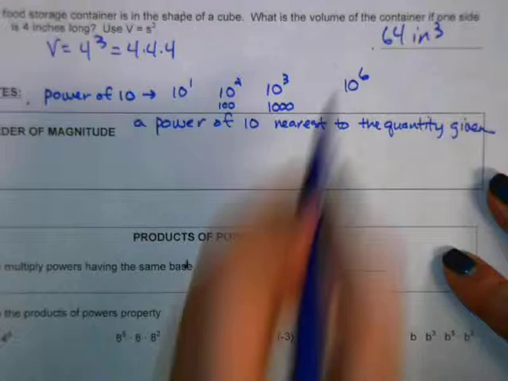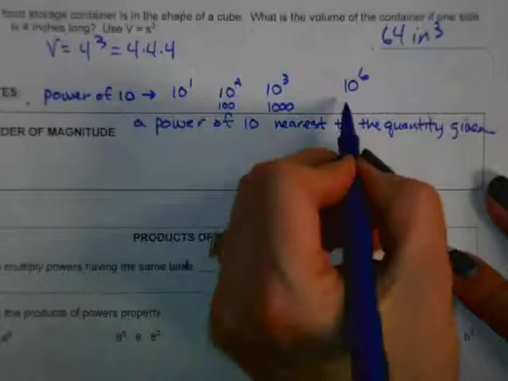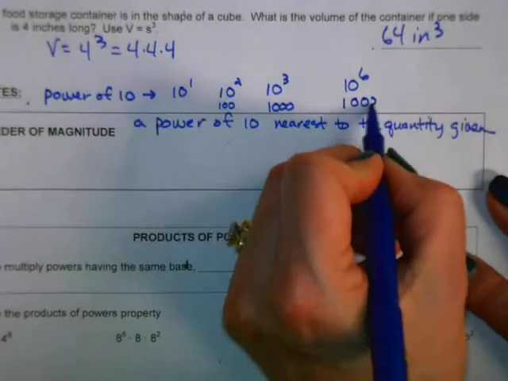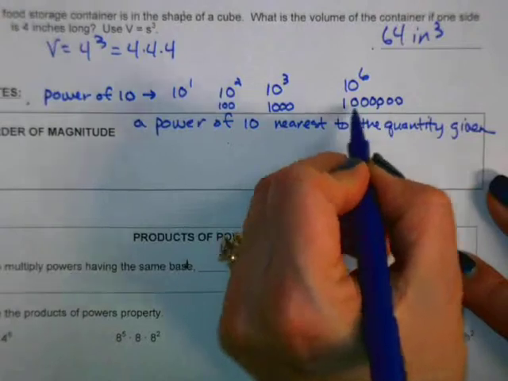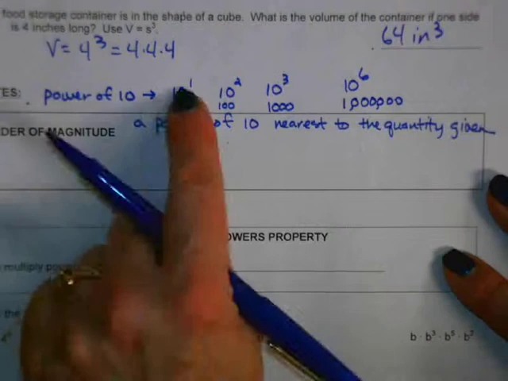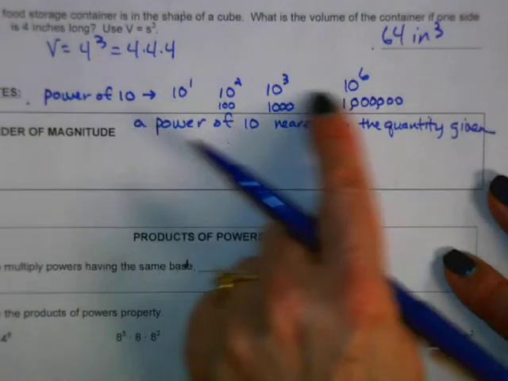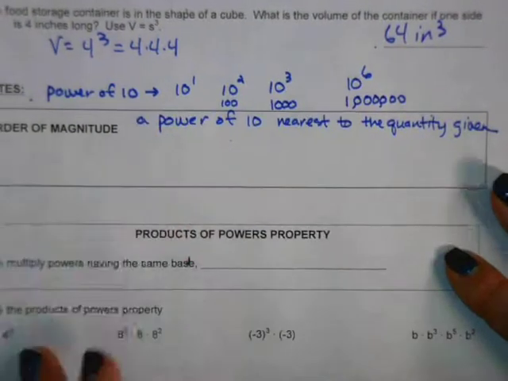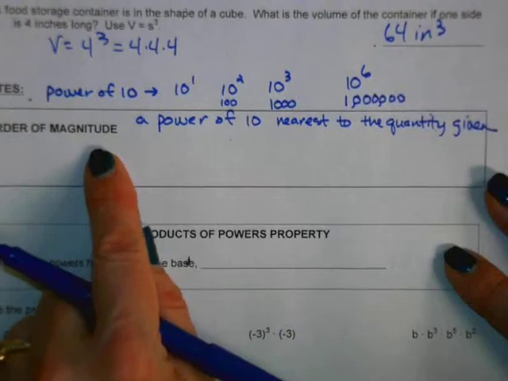What would 10 to the 6 be? Let's write 1 and 6 zeros. What's that? 1,000,000. These are powers of 10, okay? That's a power of 10. So back to order of magnitude.